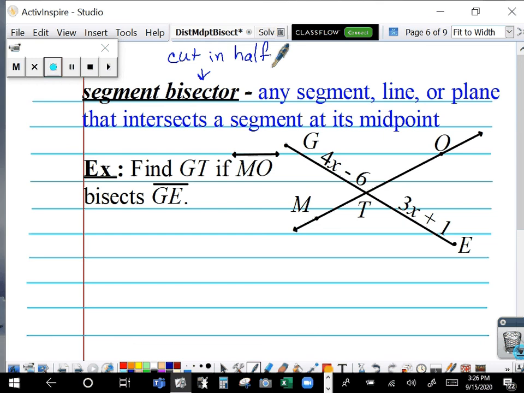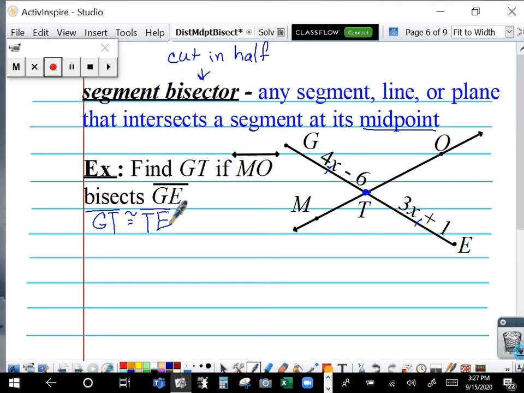So when we look at this diagram and they want us to find the length of segment GT if line MO bisects segment GE, what that means for us is this point T is the midpoint. So that means that these two segments are congruent to one another. So right away, I can write that down. Segment GT is congruent to segment TE. That's what it means to be a midpoint.